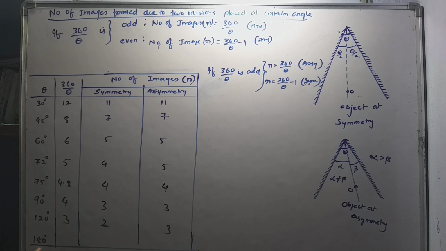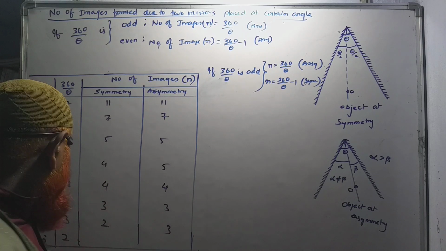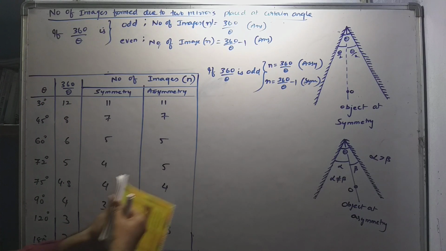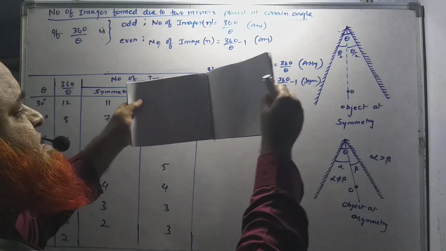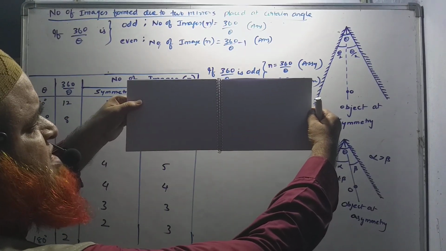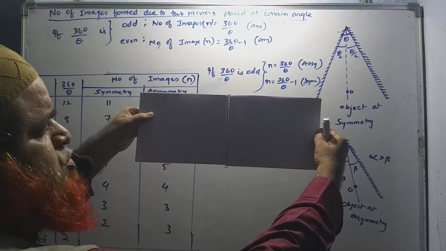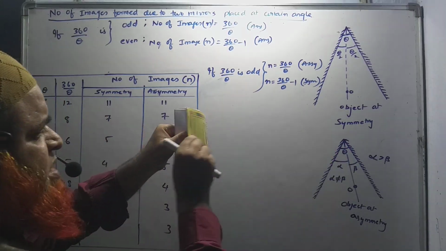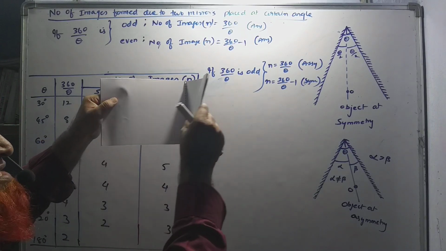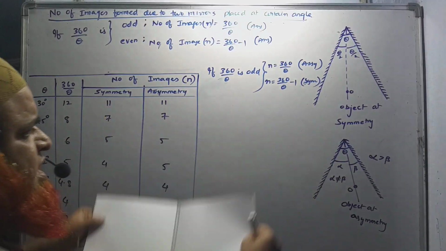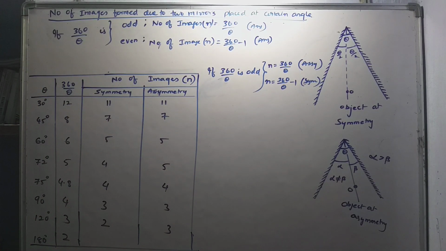Next, the final case is 180 degrees. In this case, if you divide 360 by 180, how much are you going to get? It is 2. What is the meaning of the angle being 180 degrees? The meaning is you are taking one mirror and placing the mirror completely flat like this. That means it is going to be a plane mirror, where the angle between the two mirrors is 180 degrees. If the two mirrors have been extended in such a way that they have become a plane mirror, how many images are you going to see for a plane mirror? Definitely it is one mirror, one image.